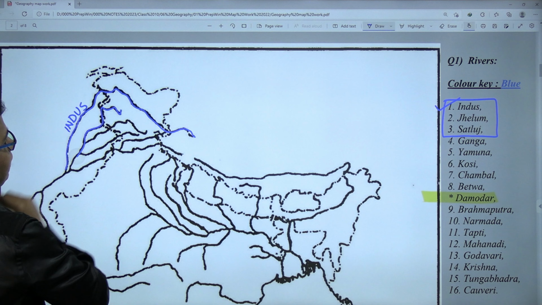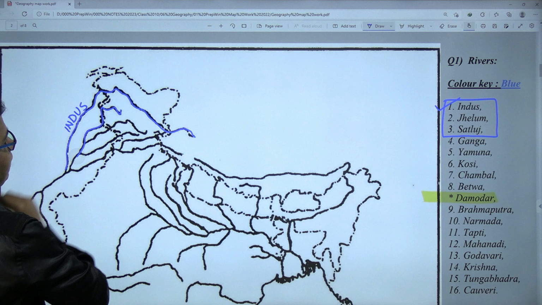Now most of the students who lose marks in geography, those who don't get full marks in geography, it is because of this part, that is map work. I am going to cover this entire map work in 3 different parts. Please watch all 3 parts carefully and I am sure you are going to score 10 on 10 in map work.